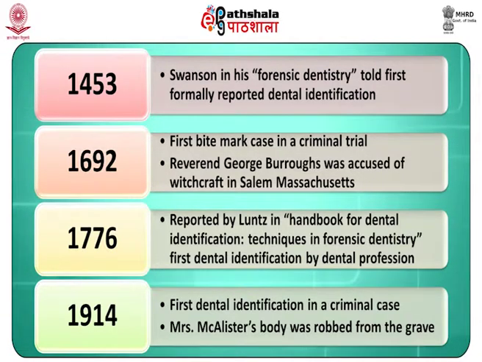In 1914, the first dental identification in a criminal case was done. Mrs. McAllister's body was robbed from the grave. This common practice in 19th century Scotland supplied corpses for medical school anatomy class. The identification was confirmed by Mrs. McAllister's dentist, who fit her newly constructed denture on the maxillary ridge of the corpse.